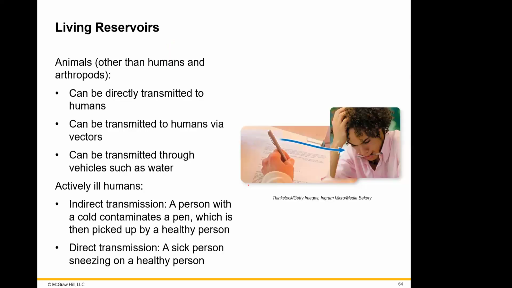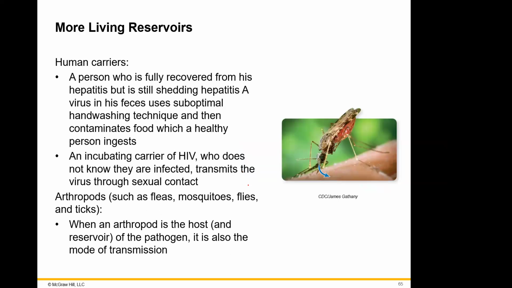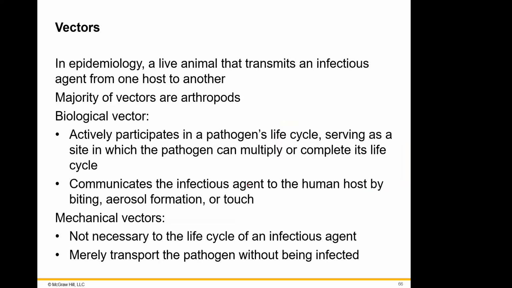Okay. Living reservoirs: animals or actively ill humans can transmit diseases. That shouldn't be a surprise. We're going to come in a moment to indirect and direct transmission. I'll come back to it. And then human carriers just in general, things like carriers of HIV who may not even know that they have it yet. Arthropods, these are things that drink our blood and transmit things that way, like malaria, right?